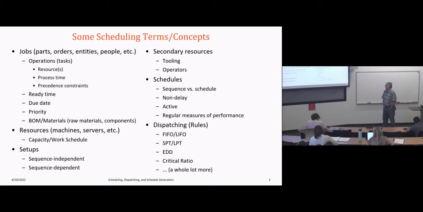We've talked a lot about dispatching rules and what they are and how they work. So I have a queue in front of a resource, and the dispatching rule basically says, when the resource becomes available, how do I pick the next one? FIFO, LIFO, shortest processing time, longest processing time, earliest due date, critical ratio, and a whole lot more. On a conceptual level, when we talk about dispatching, that's what we mean.